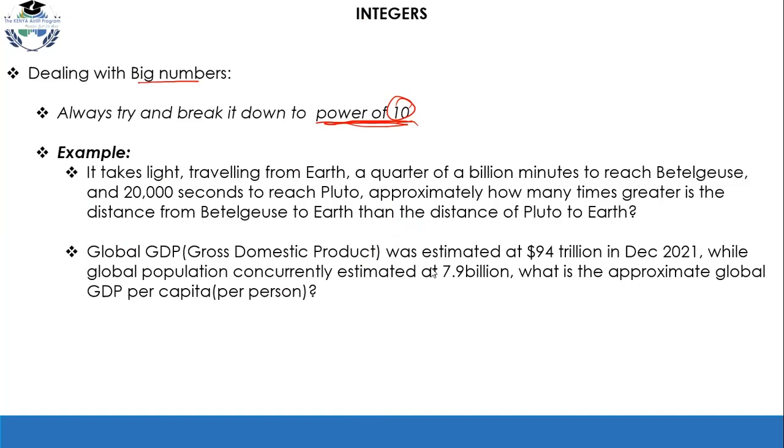So if I was the one doing this question, how would I do it? We have light traveling from Earth taking 250 million minutes. So 250 million, I would say, is 25 times 10 to the power 7, because 250 million is 250, then 1, 2, 3, 1, 2, 3. So this is 1, 2, 3, 4, 5, 6, 7.